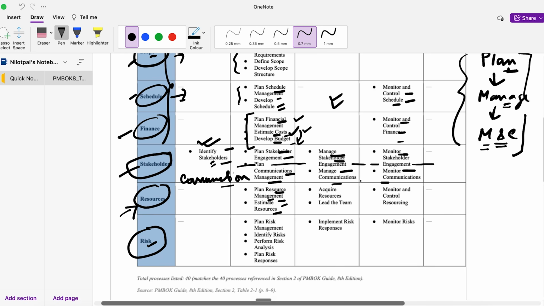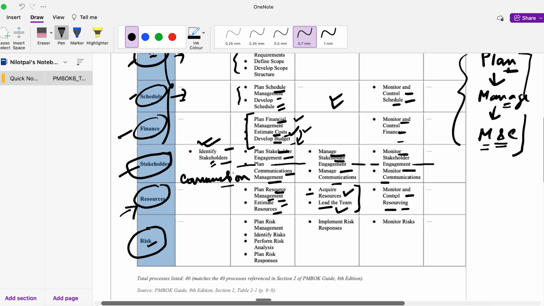In terms of actually managing resources, it is also very intuitive. How do you manage them? You need to acquire the resources and you need to lead the team. That's how the overall management of resources or team members comes, and then it is monitoring and controlling. So resources follow the same pattern as schedule, finance, stakeholders, and communication: you plan the resources, you estimate your resources, you acquire your resources and lead the team, and that together is managing the resources, and then you monitor and control the resources as well.